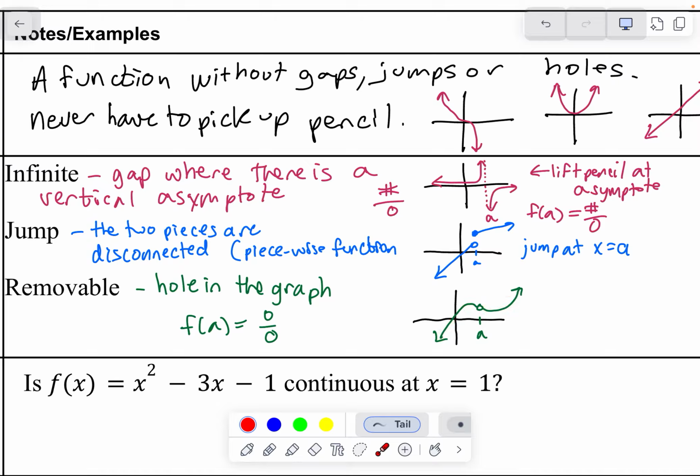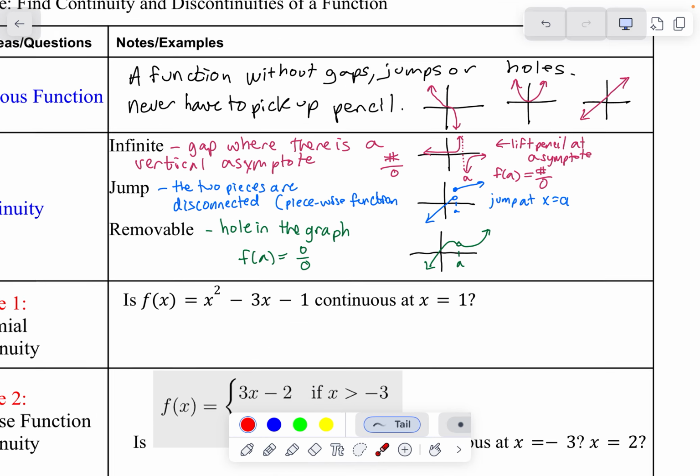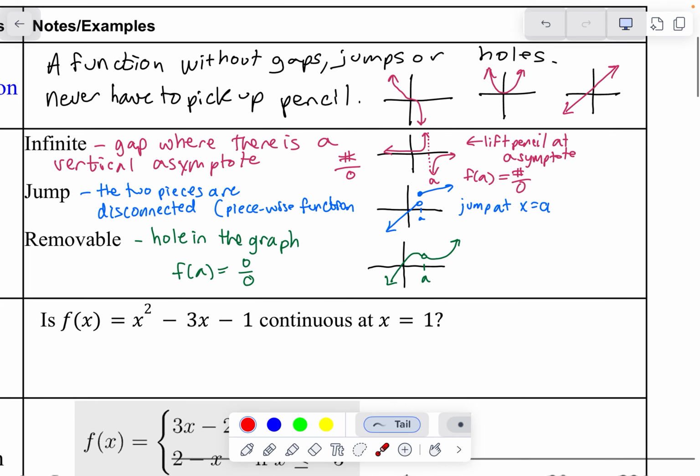So there's some reason, bless you, that you had to pick up your pencil, that you had to somehow disconnect from the graph. So a discontinuity, think of a disconnect. Somehow pieces of the graph are not linked together. Okay. So we need to be able to recognize what they look like. We need to be able to recognize how it shows up in the algebra.